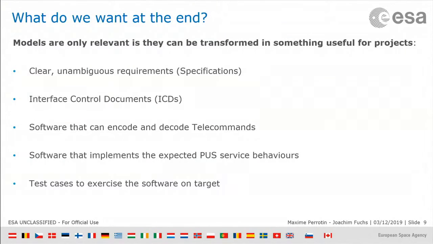We want to have ICDs, also human-readable, but ICDs which we can also use to generate code. We have the objective to generate software out of this model, and software which can encode and decode killer commands, but also which may implement some of the behaviors which we have defined in standard. And finally, generate test cases out of that. So how do we do that?